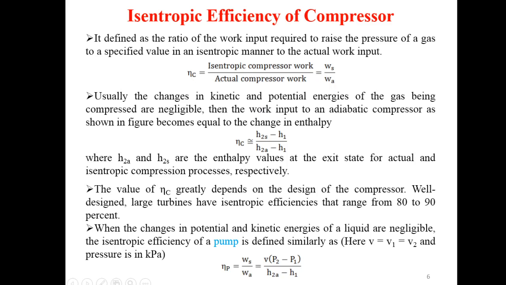Usually the changes in the kinetic and potential energy of the gas being compressed are negligible. Then the work input to an adiabatic compressor, as shown in the figure, becomes equal to the change in enthalpy, that is, efficiency of compressor is approximately equal to h2s minus h1 divided by h2a minus h1, where h2a and h2s are the enthalpy values at the exit state for the actual and isentropic compression processes respectively.